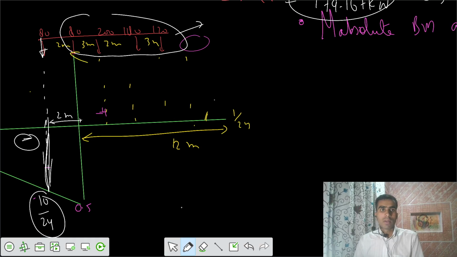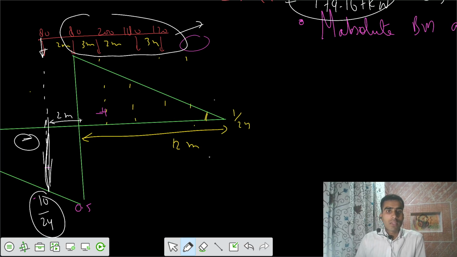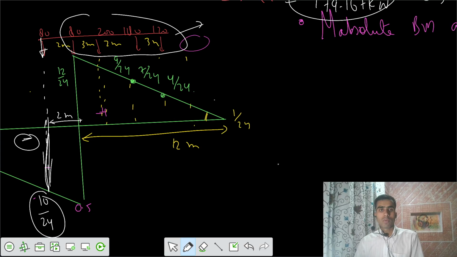I would say if the diagram is in this fashion, let's say positive diagram is in this fashion. So I would say total length was 12. So this would be your 9 by 24. I can say ordinate of 9 by 24. This ordinate is what we have. This ordinate would be equal to 9 minus 2, 7 by 24. This ordinate is 4 by 24.